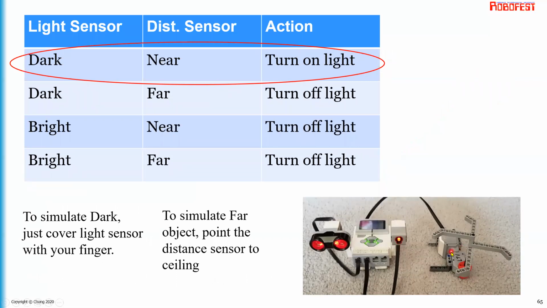So the problem is, turn on the light only when the distance sensor detects something close. So light sensor dark, distance sensor detecting something near, the action is turn on the light. Otherwise, turn off the light. To simulate dark, I just cover the light sensor with my finger. To simulate no one in the room, I'll point the distance sensor toward the ceiling. So that's what I do.